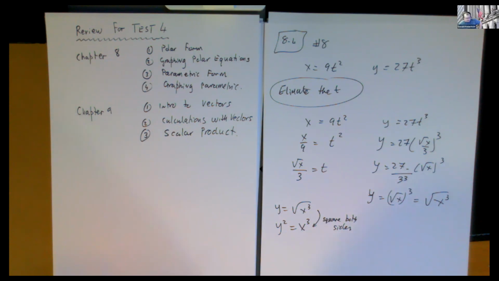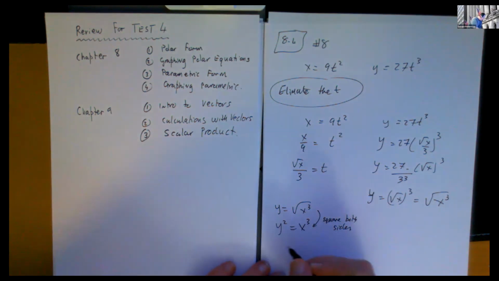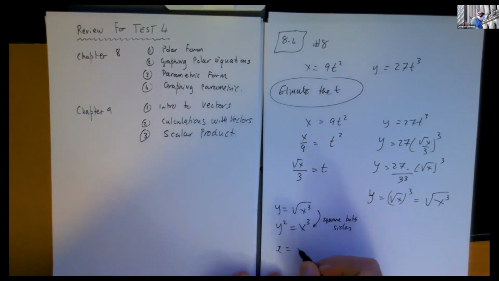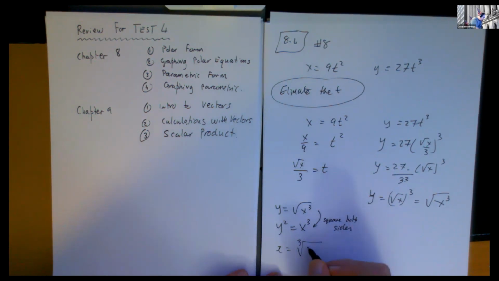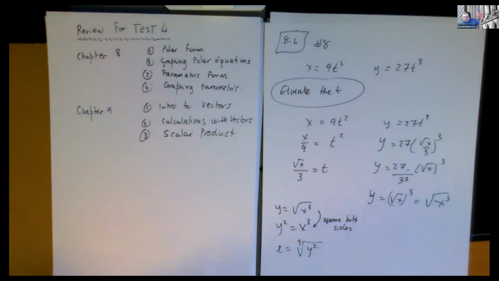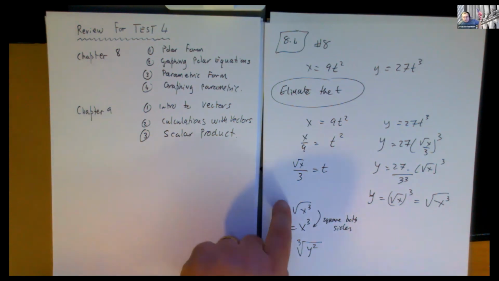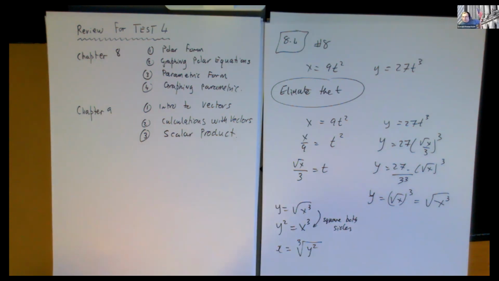So you may well have come up with another answer, which would have been x equals the cube root of y squared. Okay. Which, yes, is correct, but it doesn't look like the other 2. But the information that is contained in here is identical to the information that's contained in the other 2. So again, you're not wrong.